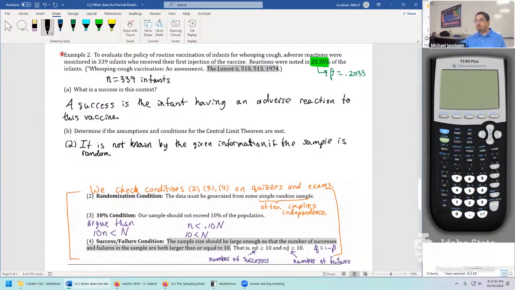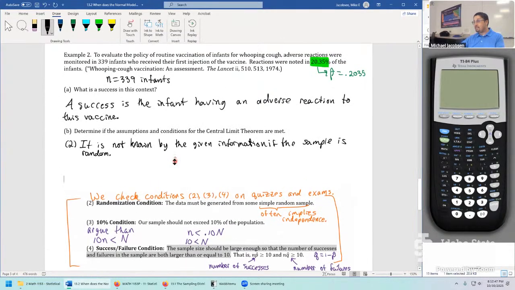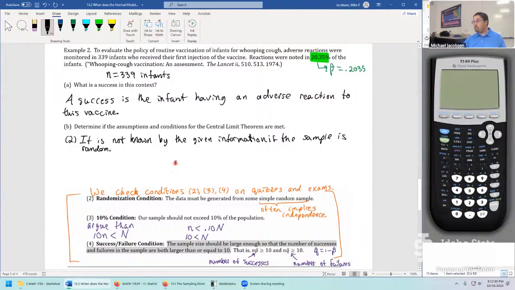So when this happens, if we have no information on randomization, this is all we're expected to say. We're just discussing what we know about the conditions, and what we know is it's an unknown on part two for randomization. Nothing further could really be said about that. Does that make sense to folks on the challenges on this one?